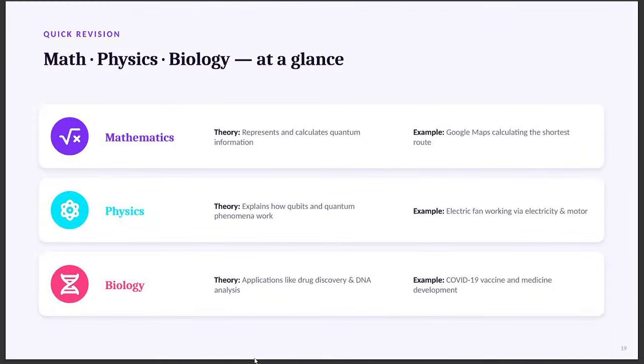Now, moving on to some quick revision. Before moving ahead, let me revise everything that we learned.